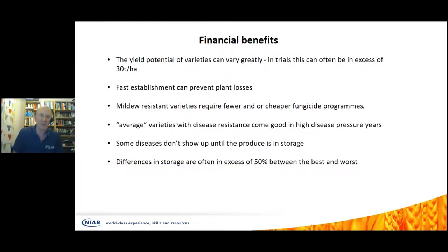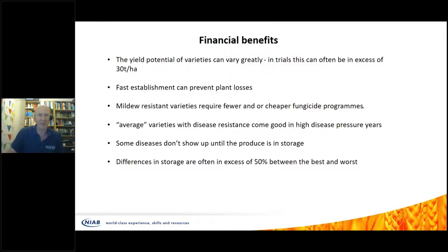But on the financial benefits, we're seeing differences of 30 tons per hectare between the best and worst in trials. A lot of them don't have that sort of difference, maybe only 5-10 tons per hectare, but the variety selection does add up into pounds and pence when you look at it from that viewpoint.